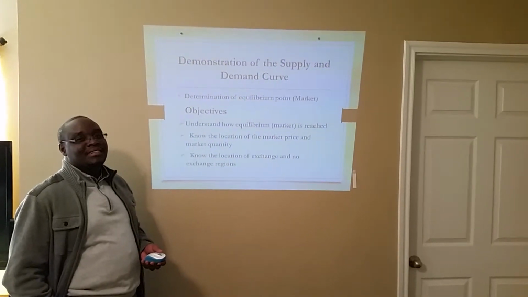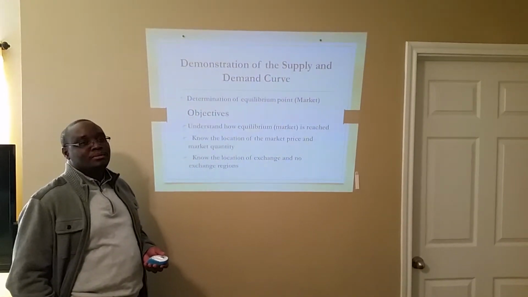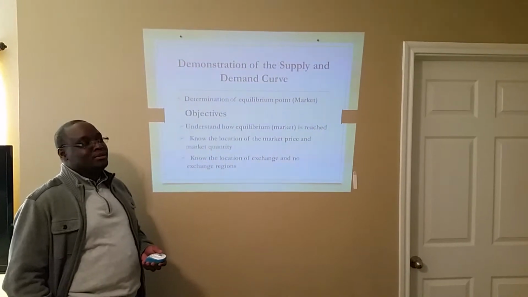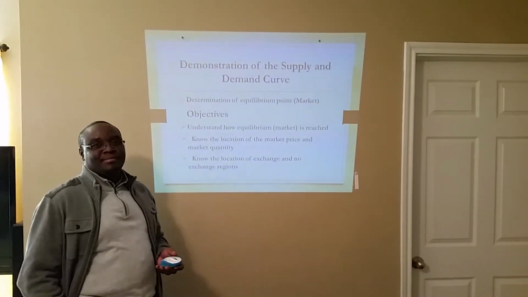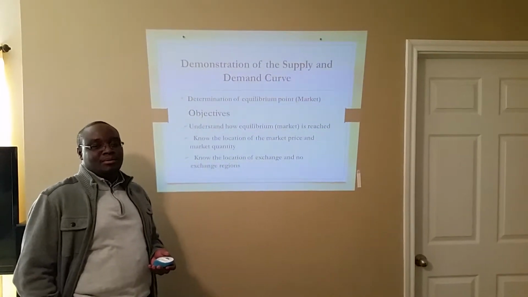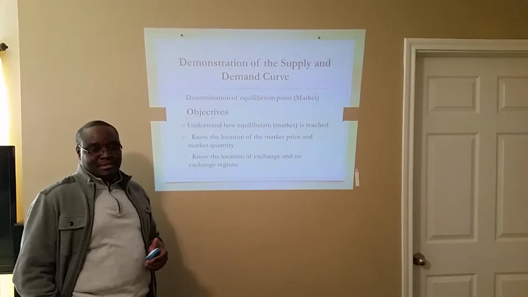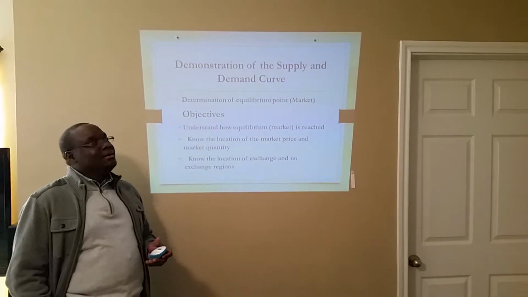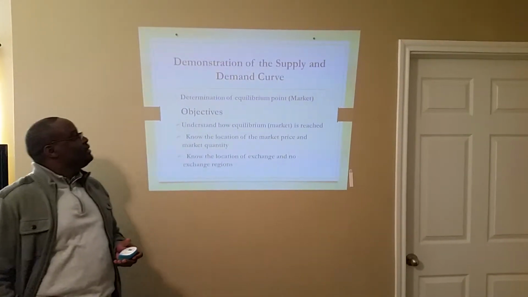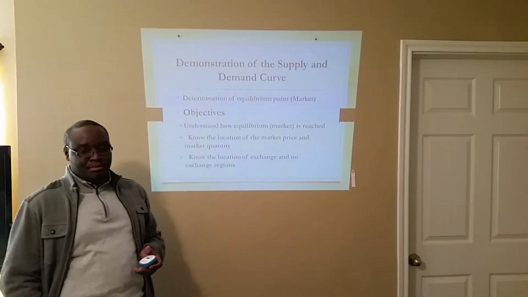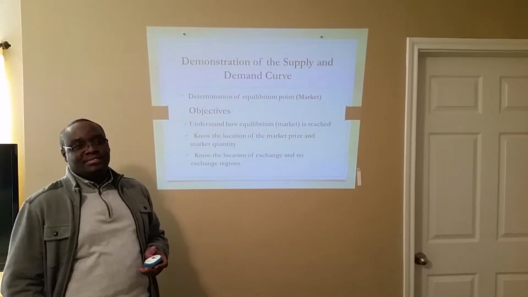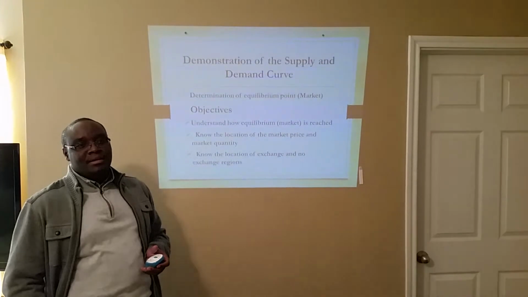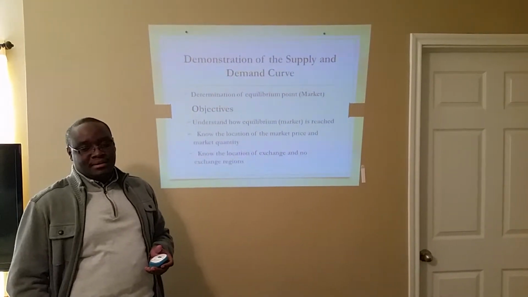Okay, this morning we want to work from what we were working on yesterday about demand and supply, and we need to look at when we combine demand and supply curves, what do we get? So we are looking at the determination of the equilibrium point. That is the point where the demand curve and the supply curve meet, which we also call the market.